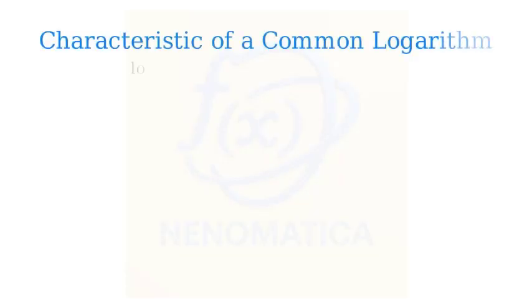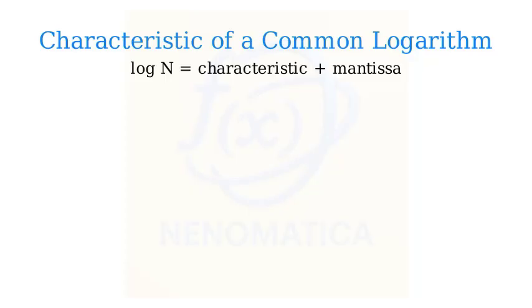In this lesson, we will build an intuitive understanding of the characteristic of a common logarithm. It is the integer part of log base 10, and it controls the size of the number. The remaining fractional part is called the mantissa. For any positive number n, we can write log of n equals c plus m, where c is the characteristic, an integer, and m is the mantissa, a number between 0 inclusive and 1 exclusive.